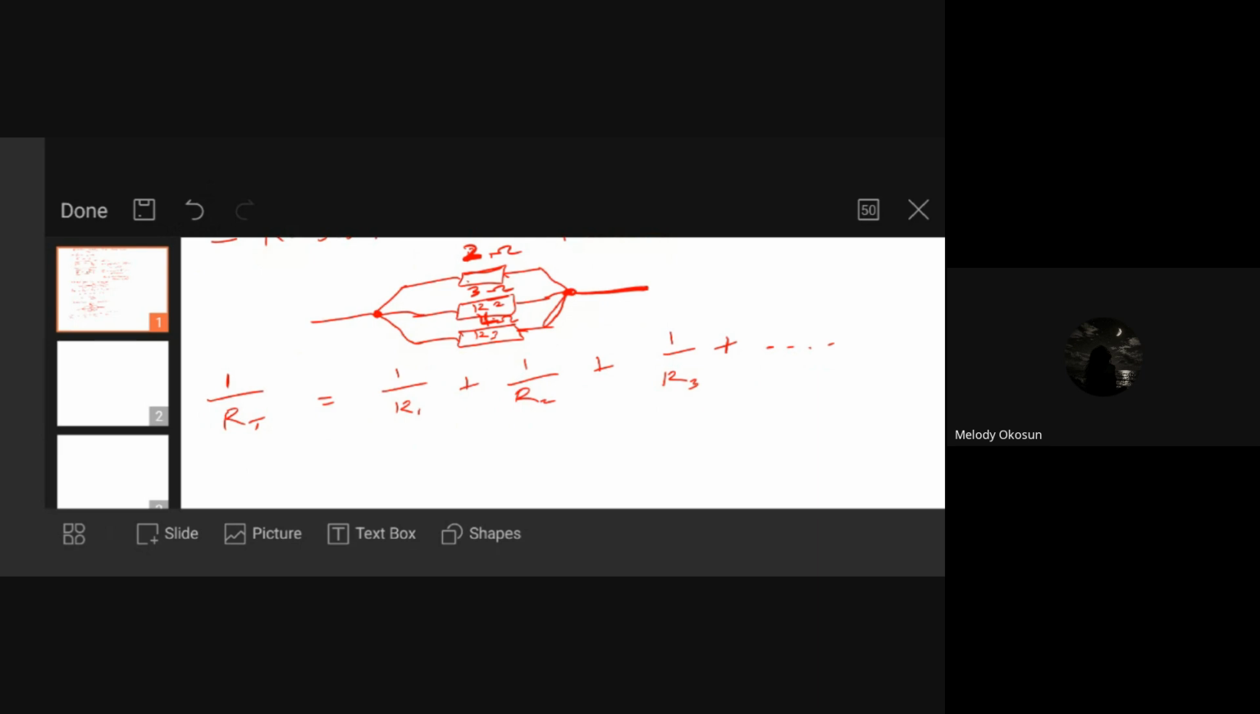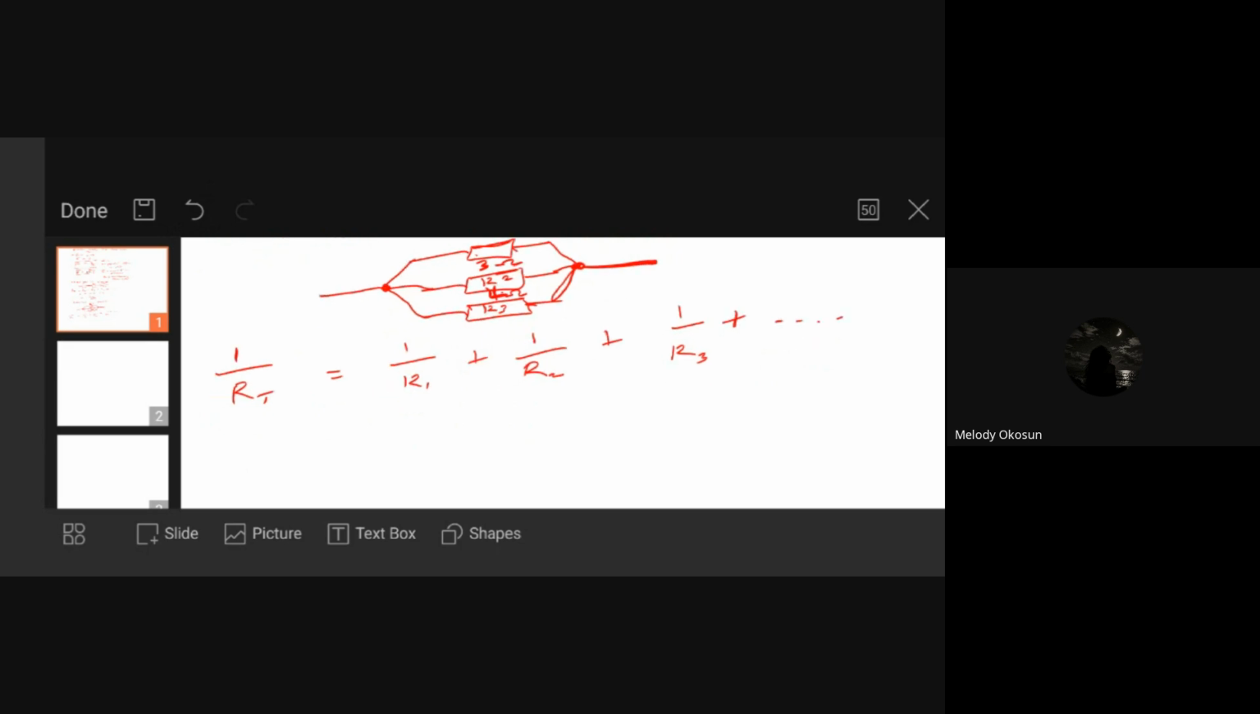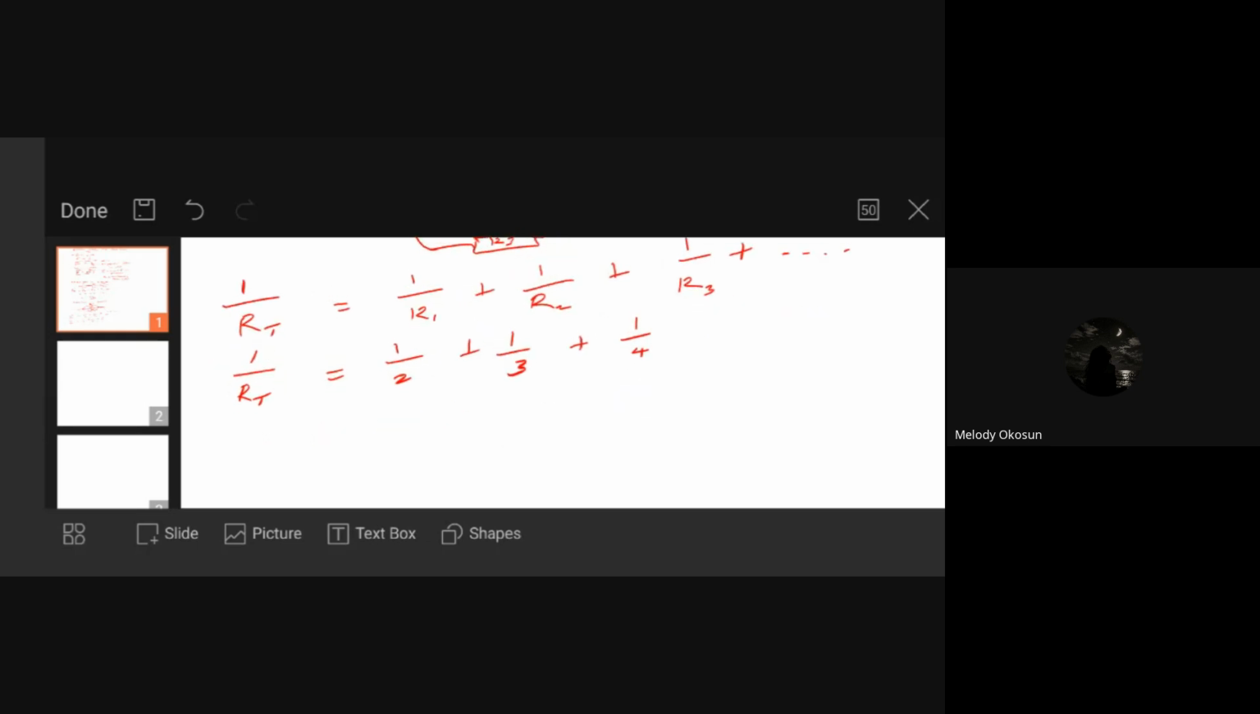Now if I want to find the total resistance of these resistors, how do I do that? I have to follow this method: 1 over RT equals 1 over 2, which is my R1, plus 1 over 3 plus 1 over 4. This is exactly how I do it. Then I have to add these up. How do I add up these fractions?